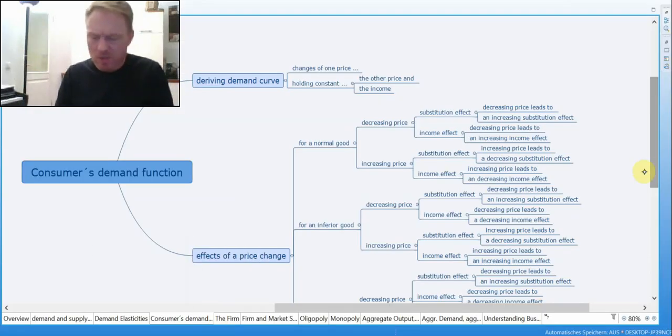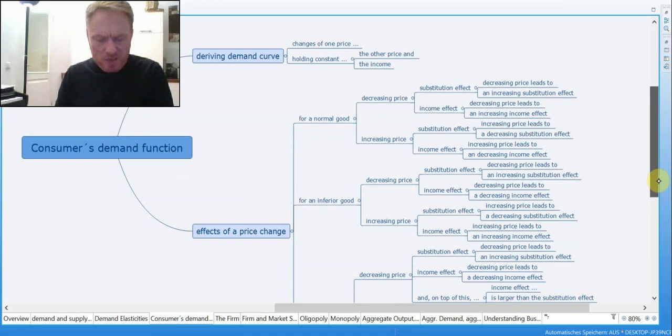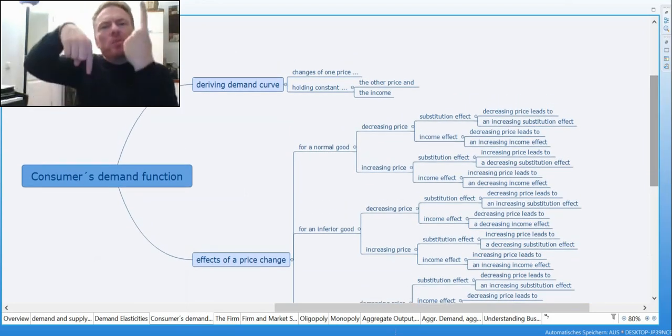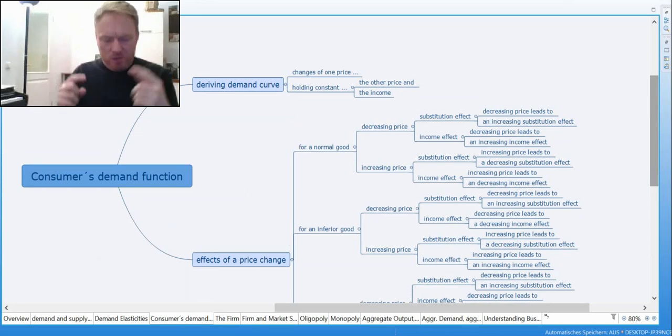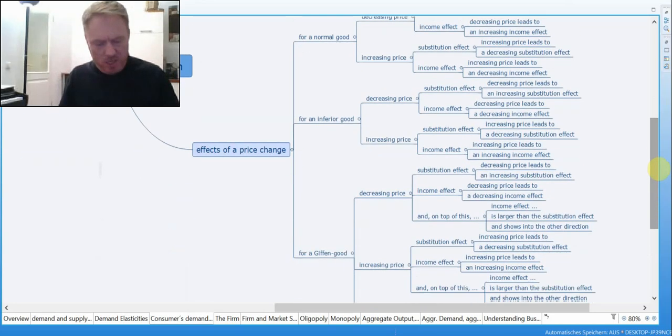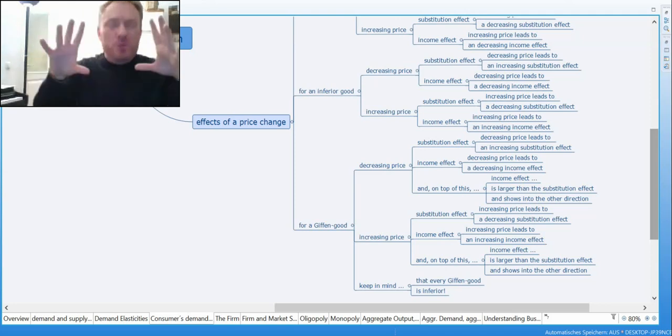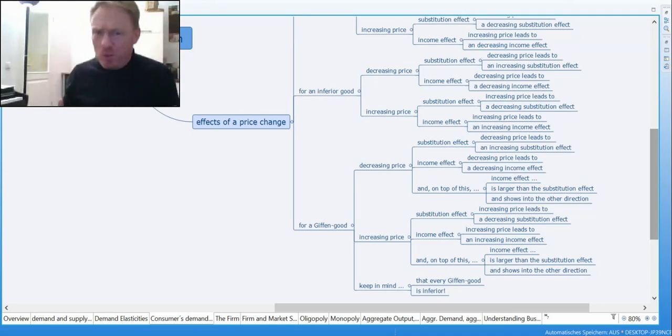Taking a look here, the mind map, for a normal good, it is this way. Price going up, quantity demanded goes down. But with a Giffen good, it's totally contradictory to this, meaning that the price goes up and so does the quantity demanded. Or if the price goes down, the quantity demanded goes down just as well, which is not normal at all. So this is not a normal good, this would be a Giffen good.